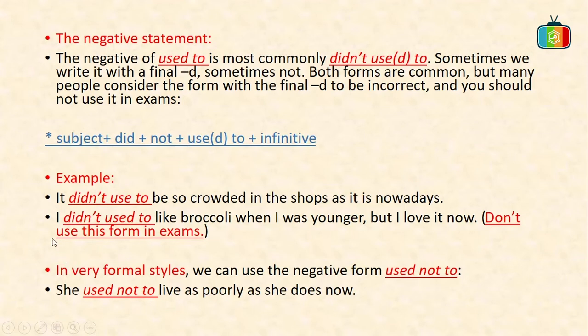One more thing to add here is that in very formal styles we can use the negative form "used not to". I mean, instead of saying "didn't use to", you can use "used not to". Have a look at the example. She used not to live as poorly as she does now. So here we have the subject, then "used not to", and then we have "live", which is the infinitive.